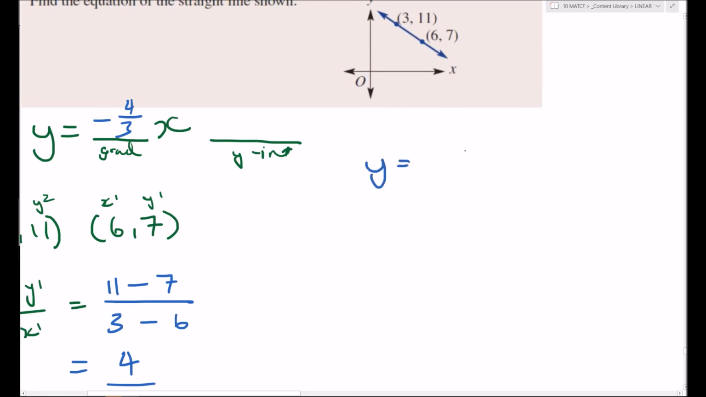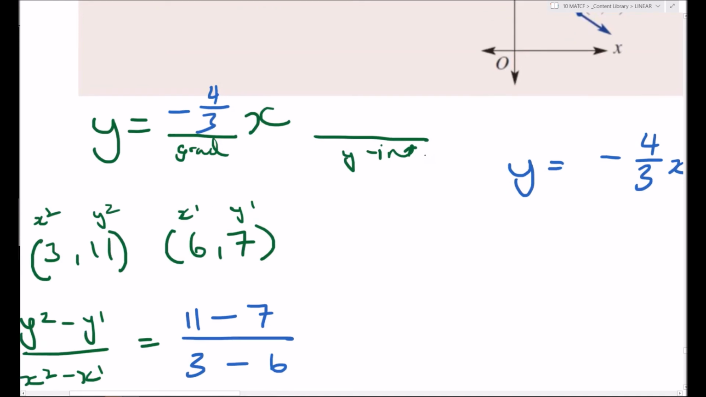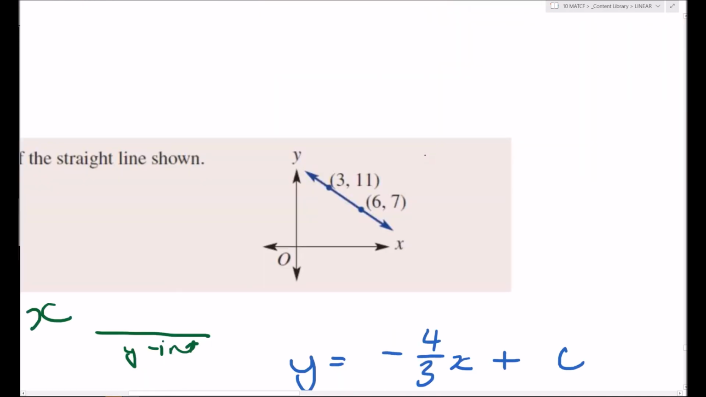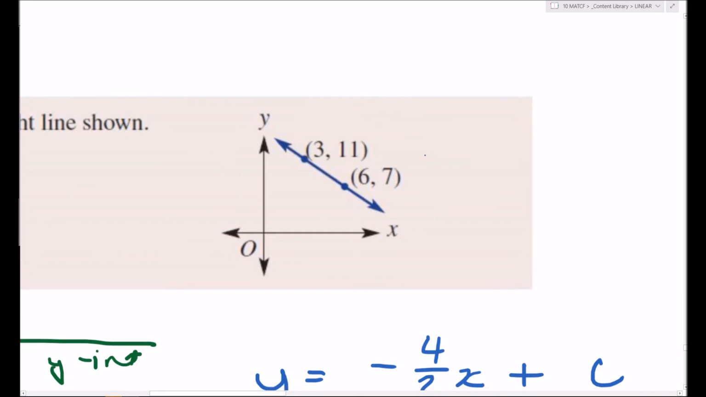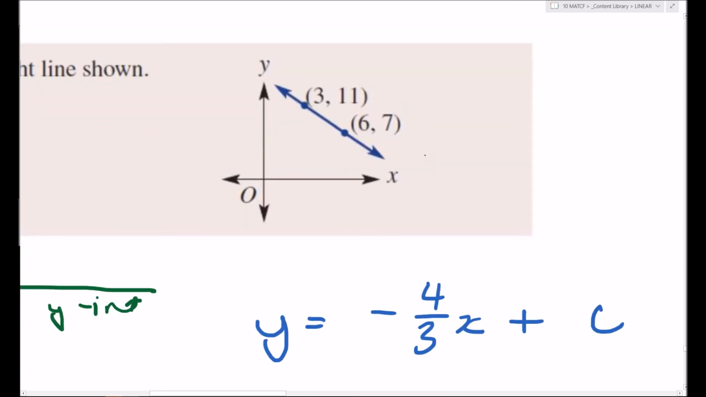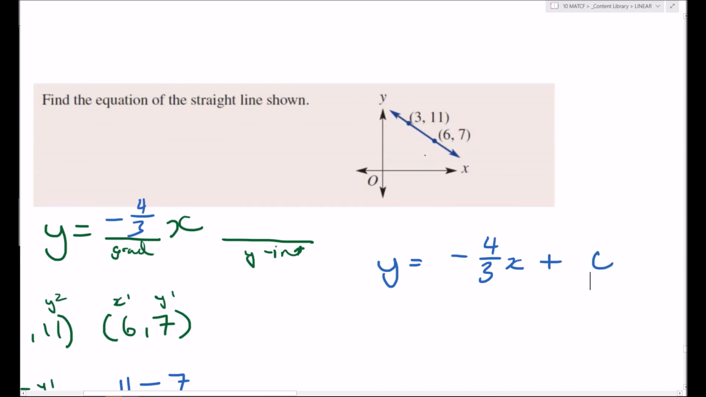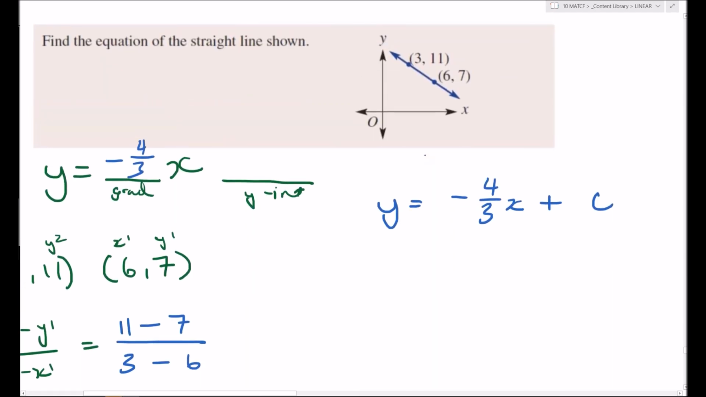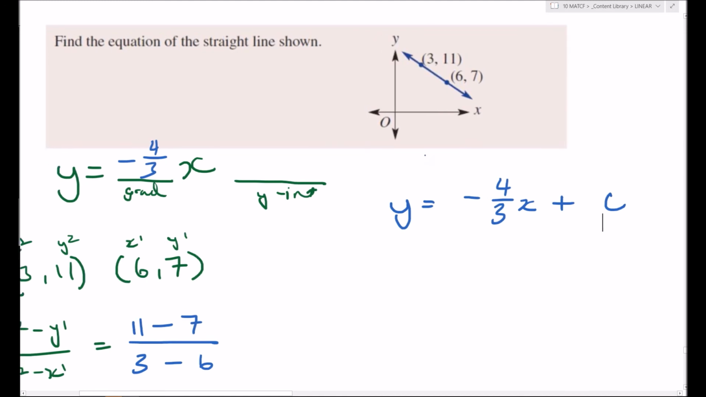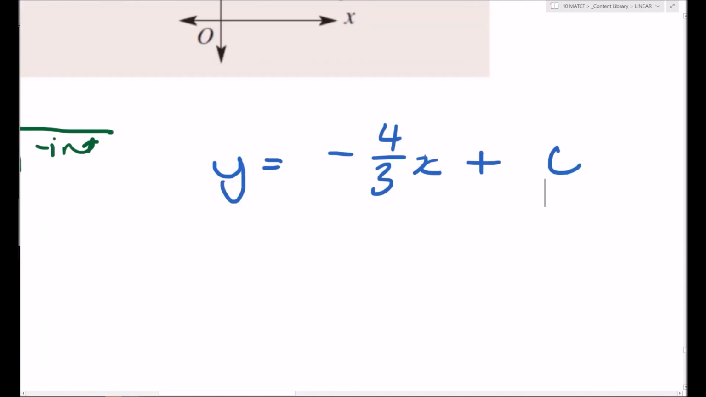So y equals negative 4 over 3x, and then we'll just go plus c, because I don't know what c is. Now all you need to do to figure out C, because remember C is the y-intercept, is get one of the two coordinates that you've been given, and just substitute it into your formula to figure out what the y-intercept is of that line. So let's see. Pick any points. I might just go with 6, 7. Easier numbers to work with.